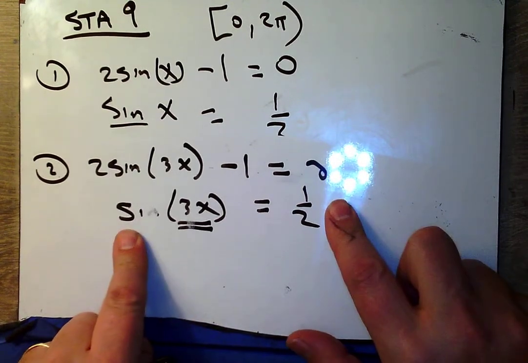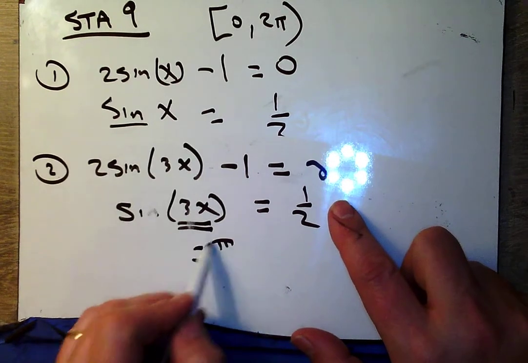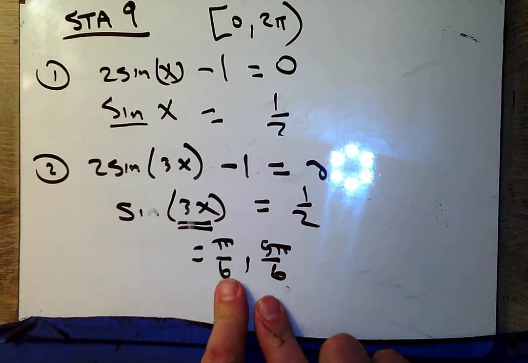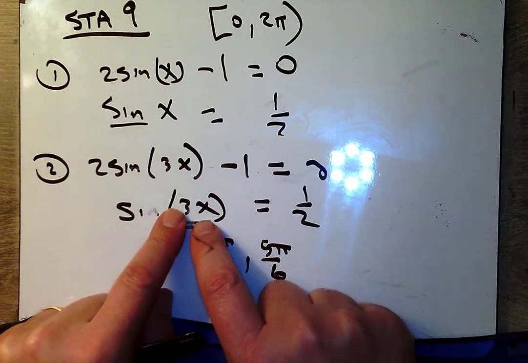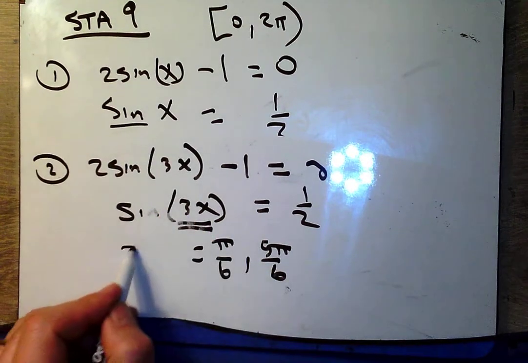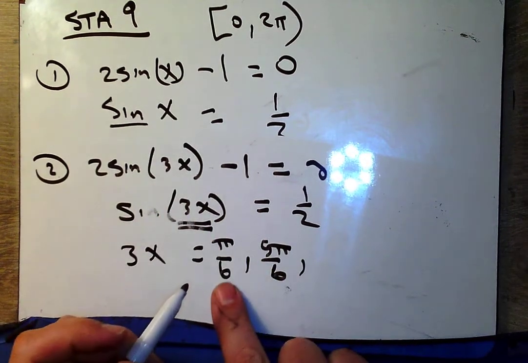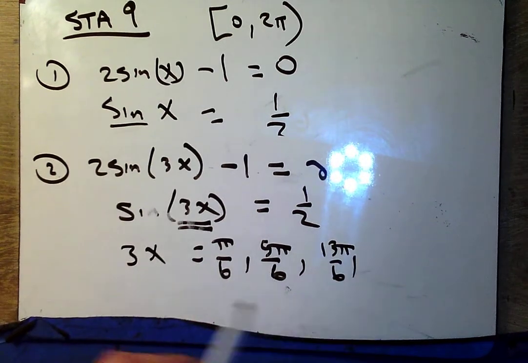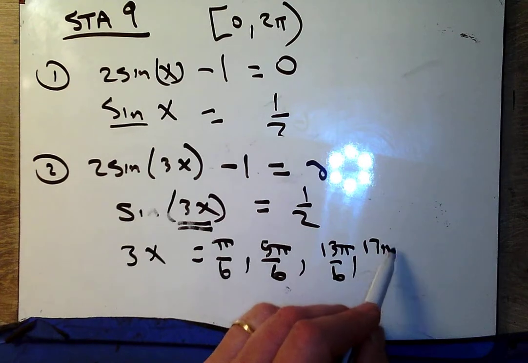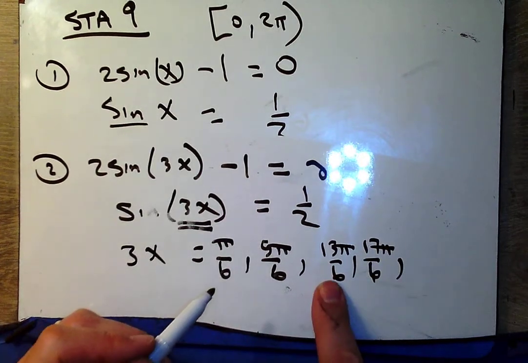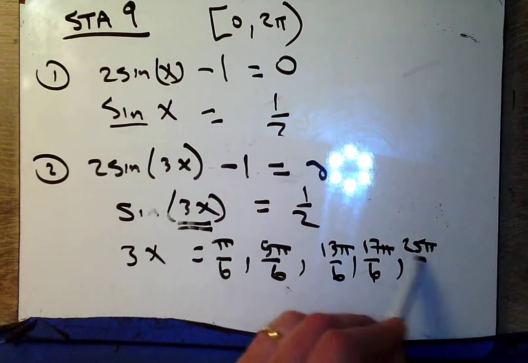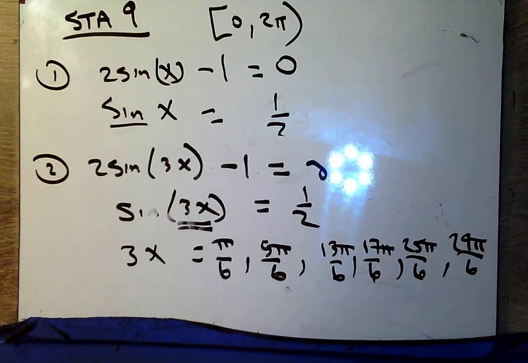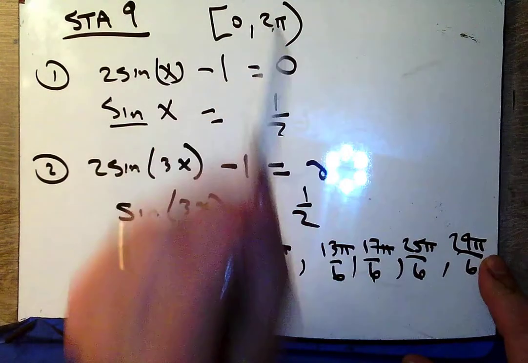When is sine equal to 1/2? Well, sine is equal to 1/2 at pi over 6 and 5 pi over 6. That's our first time around. This says we need to go around 3 times, picking up solutions. So if I add 2 pi to this, I get 13 pi over 6. If I add 2 pi to this, I get 17 pi over 6. Add 2 pi again, I get 25 pi over 6, and again, 29 pi over 6. And that's way bigger than this restriction of 2 pi.